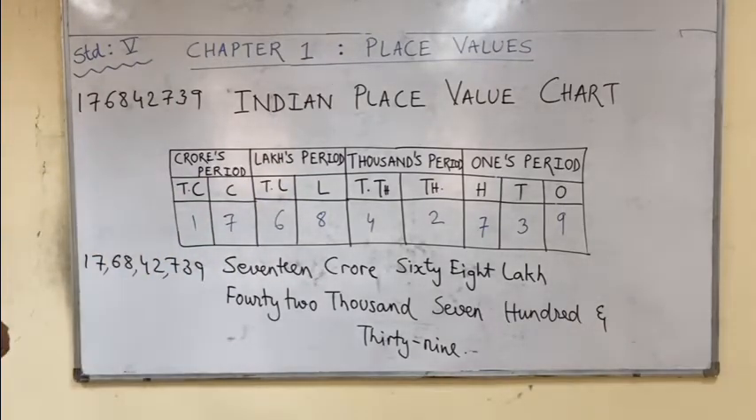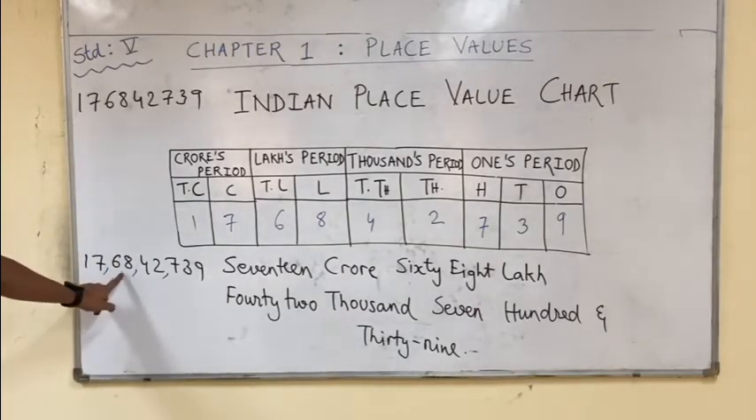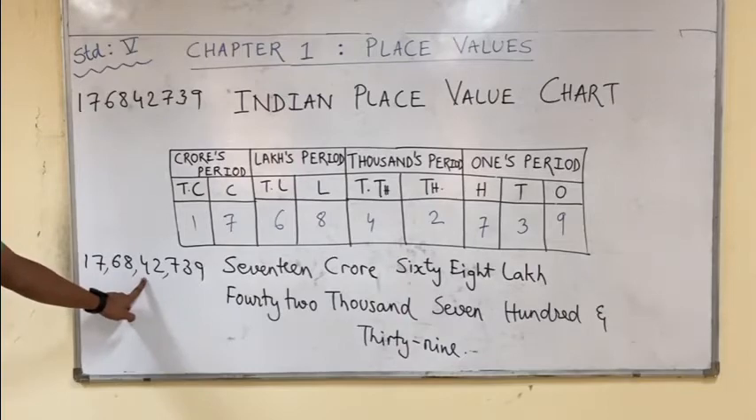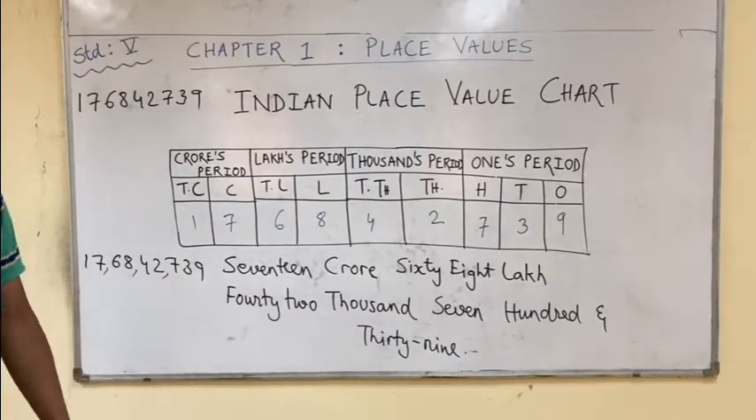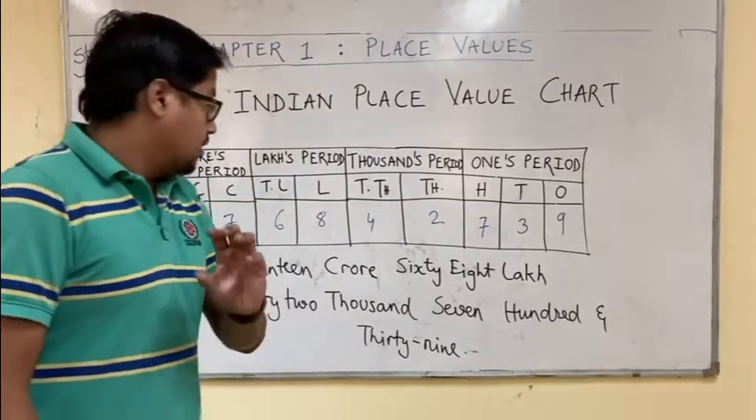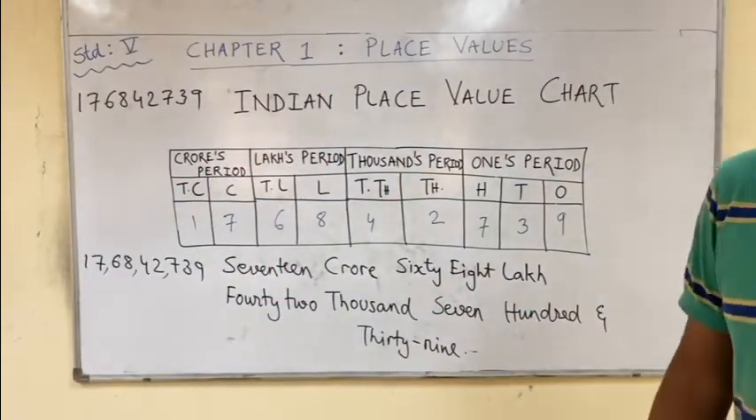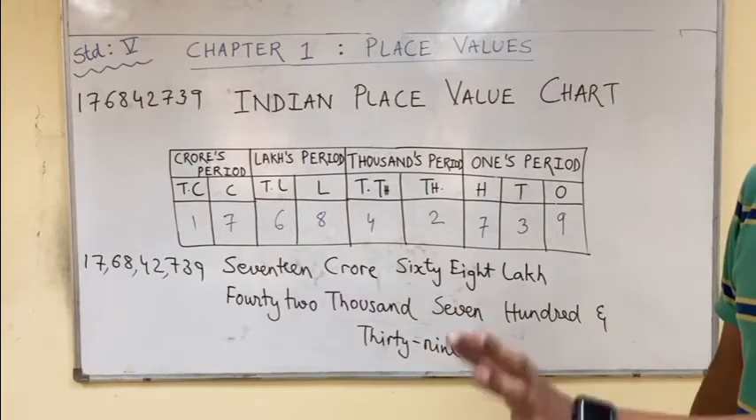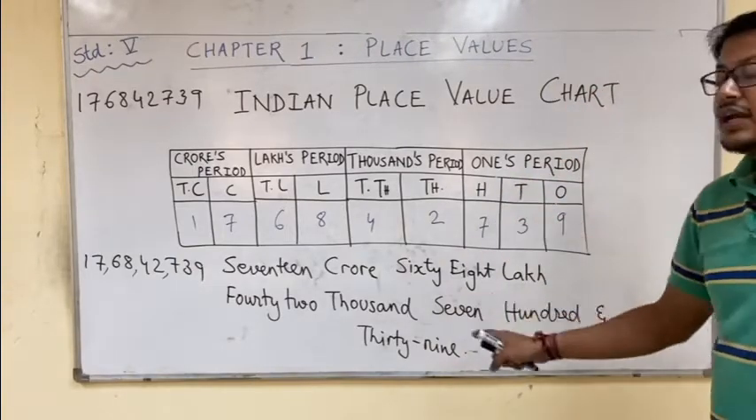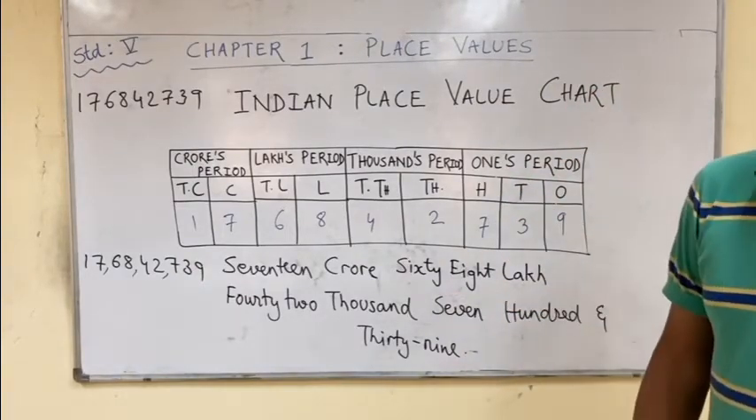So whenever these numbers are given, directly you can recognize. First is this 17 crore 68 lakh 42,739. Okay, so this way one basic question will be there. I repeat, what will be the question? Represent numbers in Indian place value chart as well as write down the number name.